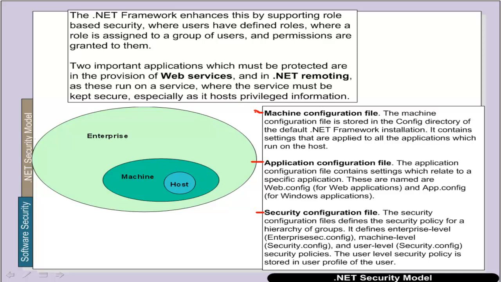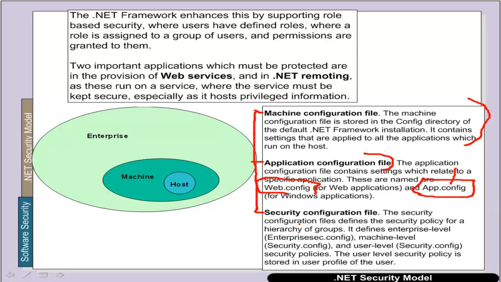Basically, there are three main configuration files that are actually set. There's the general machine configuration, which defines how the machine works and how the security is defined for it. Each application can have their own configuration file, which defines the security of it. For web applications, we have web.config, and for normal applications, we have app.config.